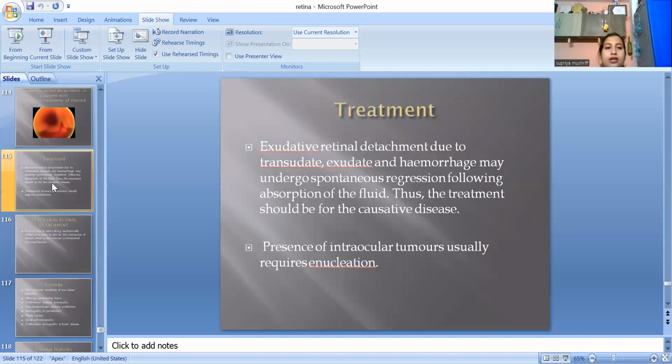Now, the treatment of exudative RD doesn't include vitrectomy as in rhegmatogenous RD. Exudative retinal detachment due to transient exudative hemorrhage may undergo spontaneous regression following absorption of fluid. Thus, the treatment of exudative RD includes treatment of the cause. Whatever is the causal factor of the exudative RD, we should treat that. If we treat that disease, then exudative RD will subside. It doesn't need any vitrectomy surgery. Presence of an intraocular tumor usually requires enucleation in such type of exudative RD.